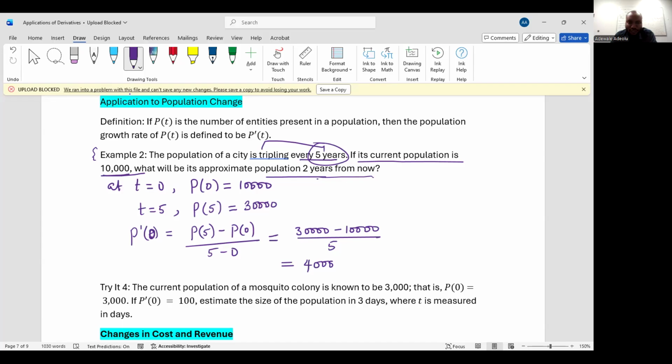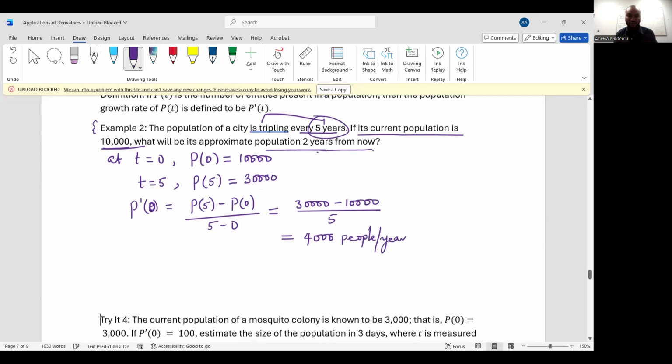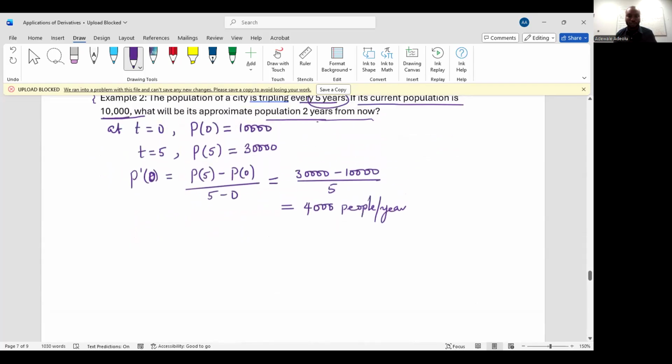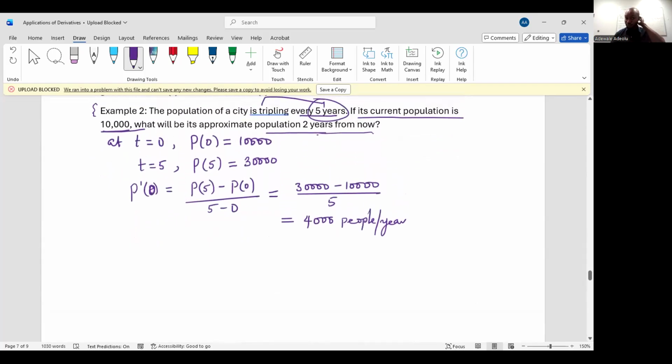4,000 for the population of a city. Okay, so we can say people per year. That is the rate of change, it is positive, so it means it is increasing by 4,000 every year. Now we can talk about in the next 2 years, what happens.